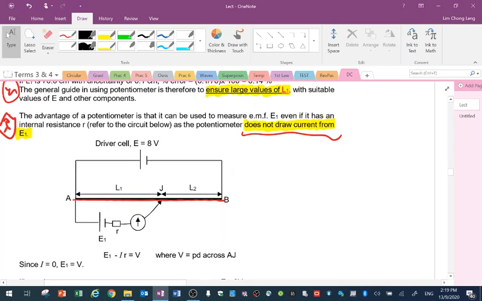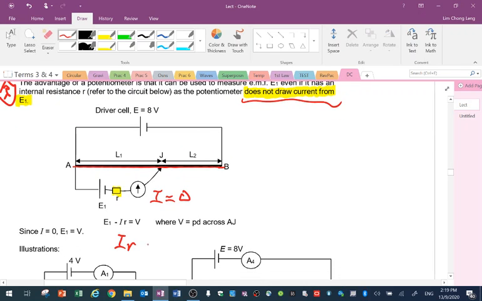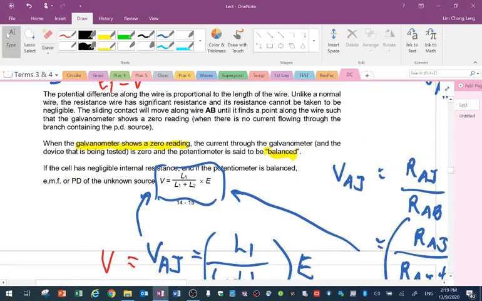Okay, let's look at this case when there is an internal resistance here. Look, when there's an internal resistance here, it doesn't matter. Why? Because at balance point, the current is zero, right? We mentioned that the current is zero. When the current is zero, let me write properly, it means that I times R is zero. When I times R is zero, it means that E1 is equal to V, as what I've stated earlier on. You see, E1 is equal to V here.